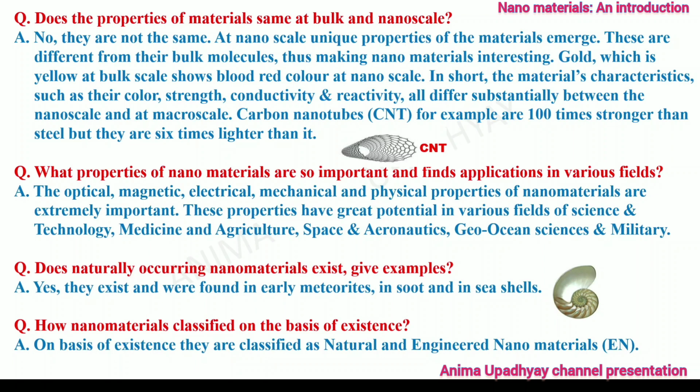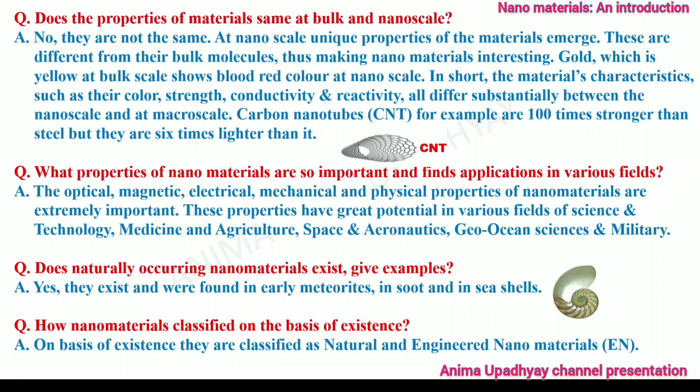For example, all of you know gold. What is the color of gold? It is yellow. Golden yellow you can see. But that golden yellow color of gold is at the bulk scale, that is, when the gold is in large quantities. But the same gold, when it is brought to nanoscale dimensions, shows blood red color.